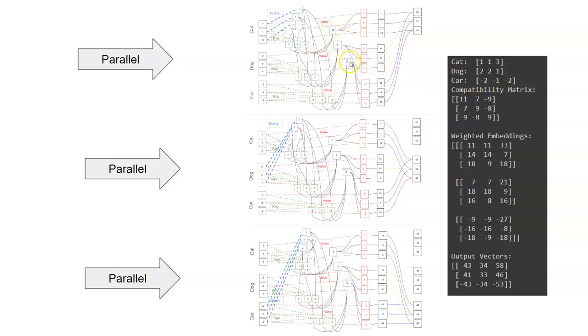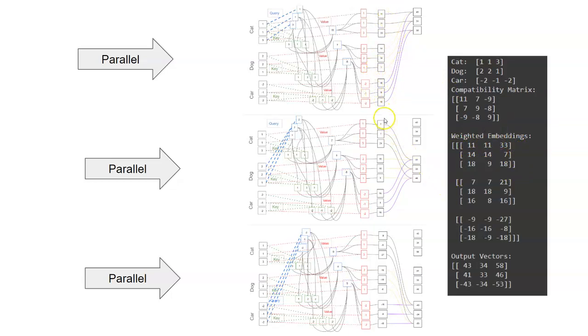11, 7, minus 9. Okay, so the first row is the cat's perspective, and the second row is the dog's perspective: 7, 9, minus 8. And the car perspective: minus 9, minus 8, 9, which is this one. Then this is going to be used to calculate the weighted embedding. So we get 11, 11, 33, 14, 14, 47, and 18, 9, 18. So this vector matrix is now this here.